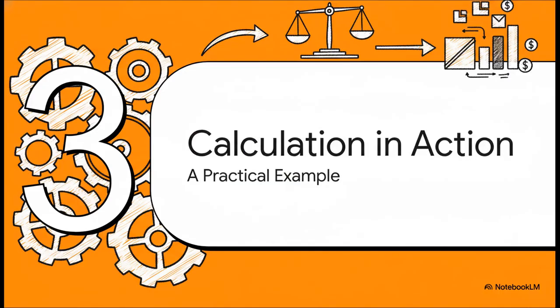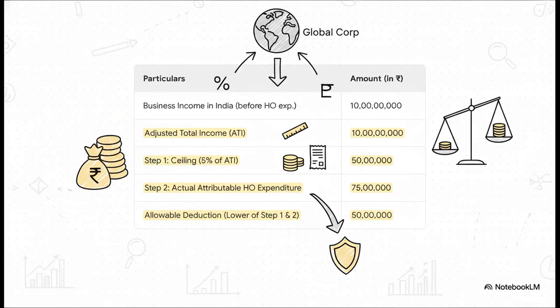All right, enough theory. Let's put some numbers to this and see how it all comes together in a practical example. This is where the rules really come to life. Let's walk through this with our example company, Global Corp. So, their adjusted total income is 10 crore rupees. Step 1. The legal ceiling is 5% of that, which comes out to 50 lakh.